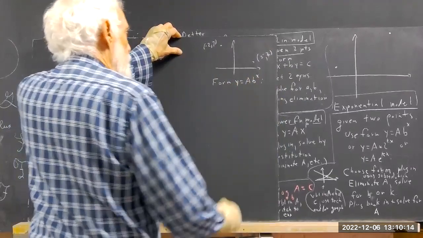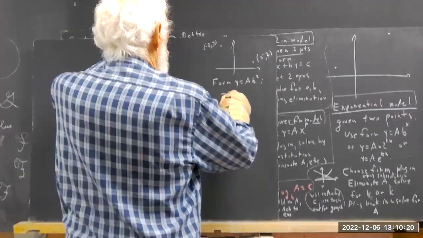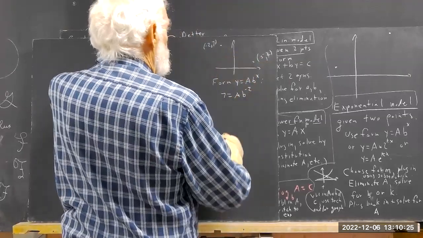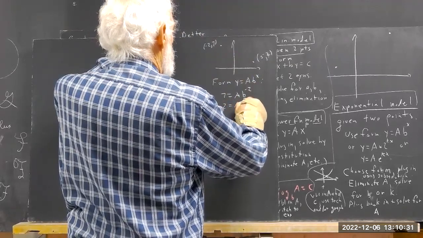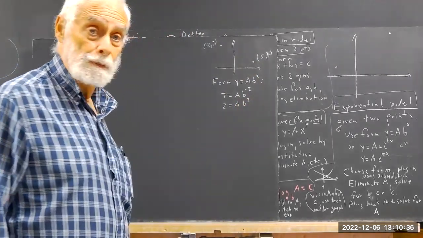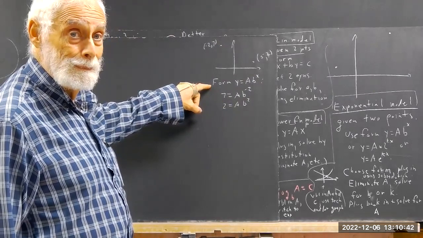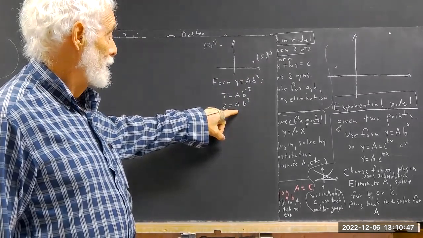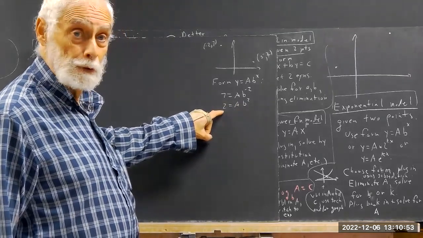Form y equals ab to the x. At this point, y is 7, the x is -2. So we get 7 equals a, b to the -2. Here, x equals 5, y equals 2, so we get 2 equals a, b squared. Okay, now it's very easy to solve that. Solve this equation for a, you get 7b squared. Then plug 7b squared in for a, and you get 7b squared times b squared, which is 7b to the 4th equals 2.